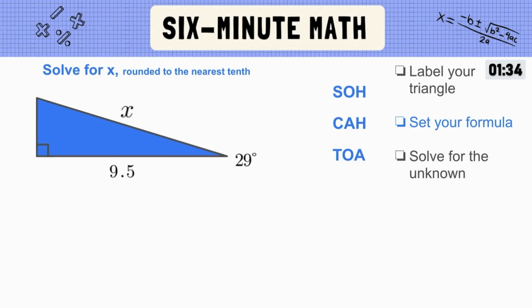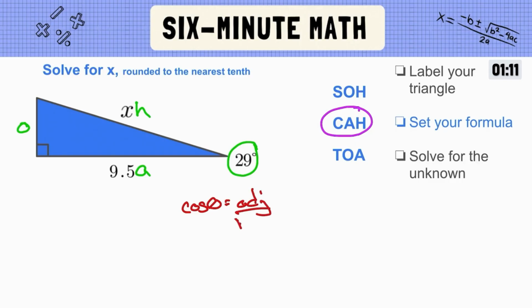On to another example. We're going to solve for x. So let's label that triangle, circle our reference angle. We have our hypotenuse, our opposite, and our adjacent. We're looking for our hypotenuse. We have our adjacent, meaning we are using our cosine. We have cosine of theta equals adjacent over hypotenuse. Cosine of 29 equals 9.5 over x.